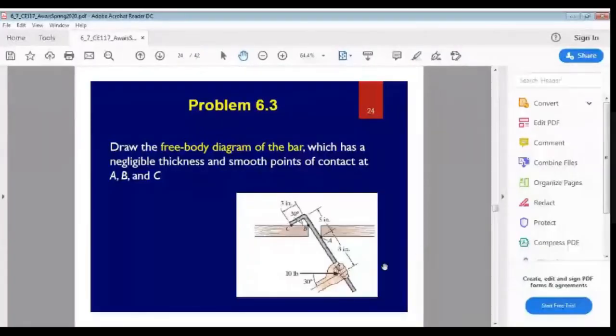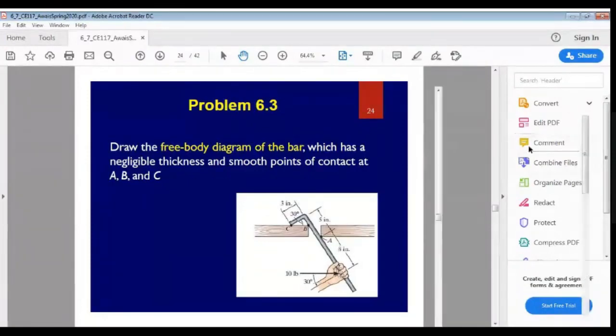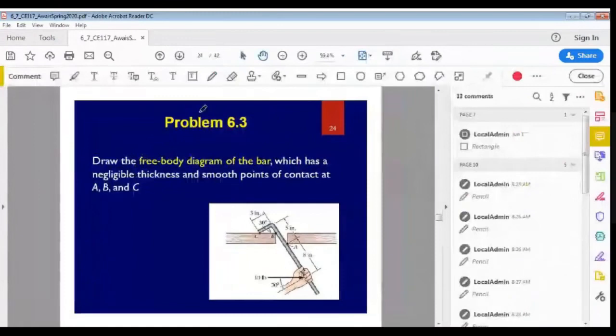So let's take this bar, and this bar is supported by these two plates and supported at points A, B, and C. Now, in order to draw the free body diagram of this bar, first of all, and this bar is also subjected to some force of 10 pounds horizontally by the hand. So in order to draw the free body diagram of this bar, first of all, draw the bar. So this is the bar.